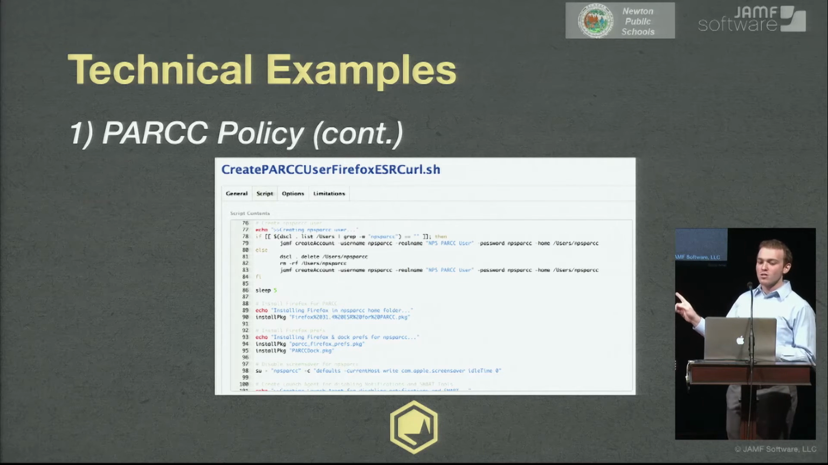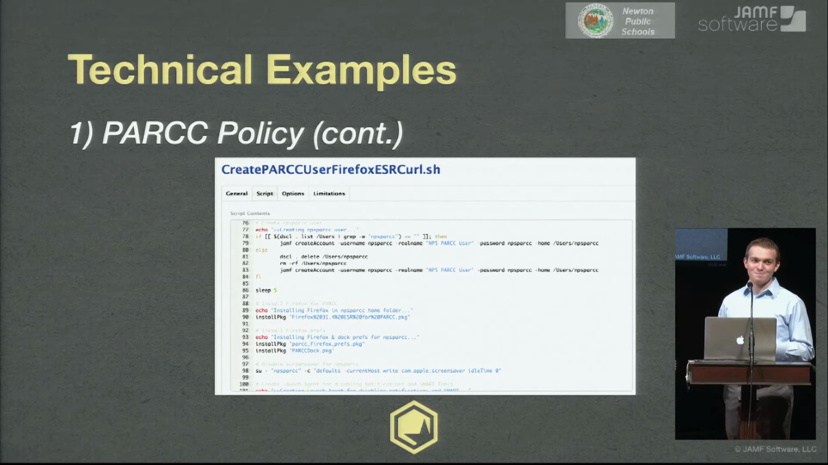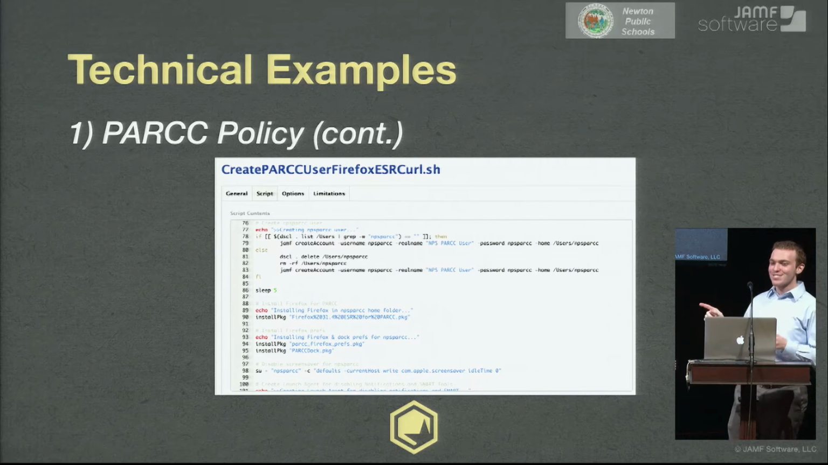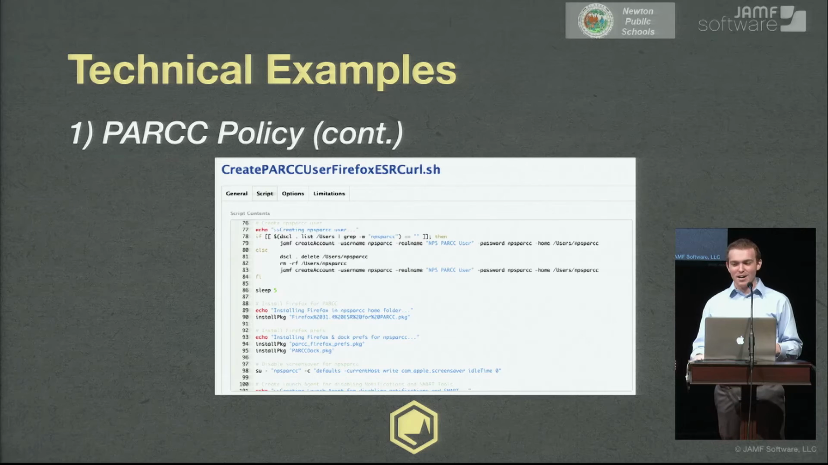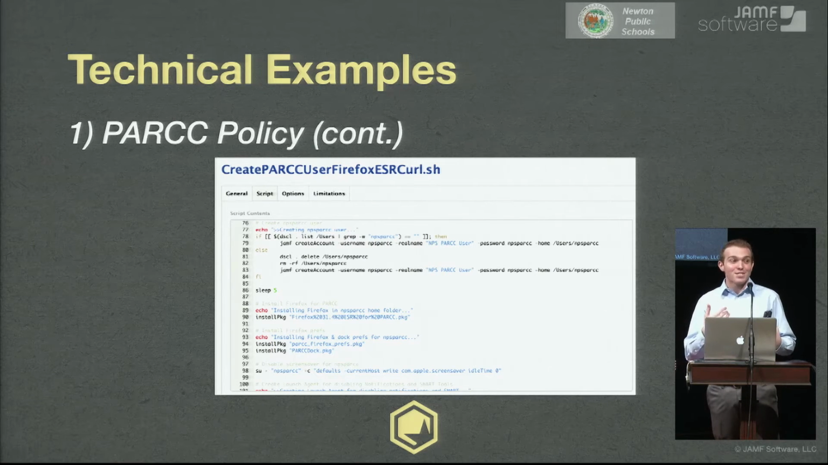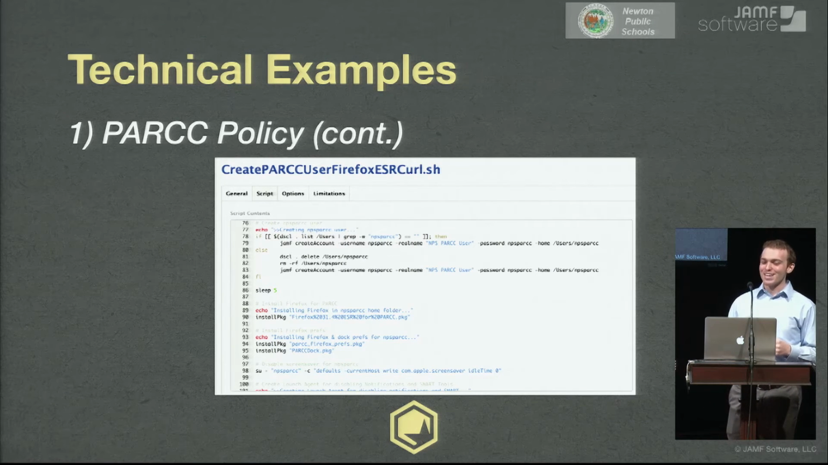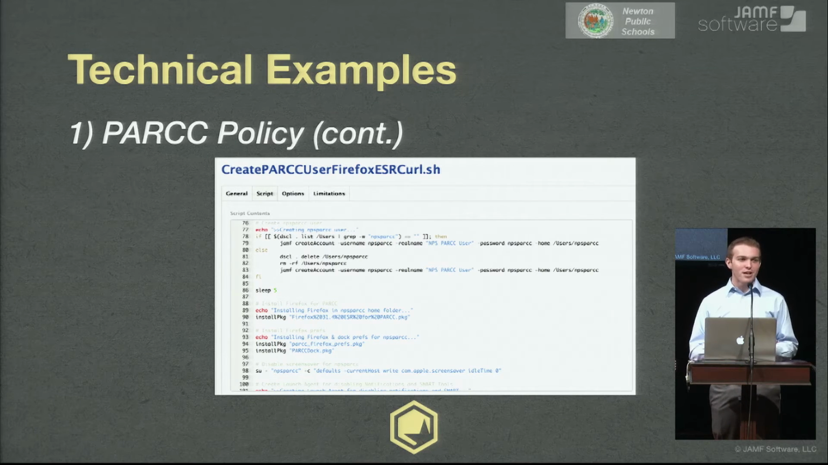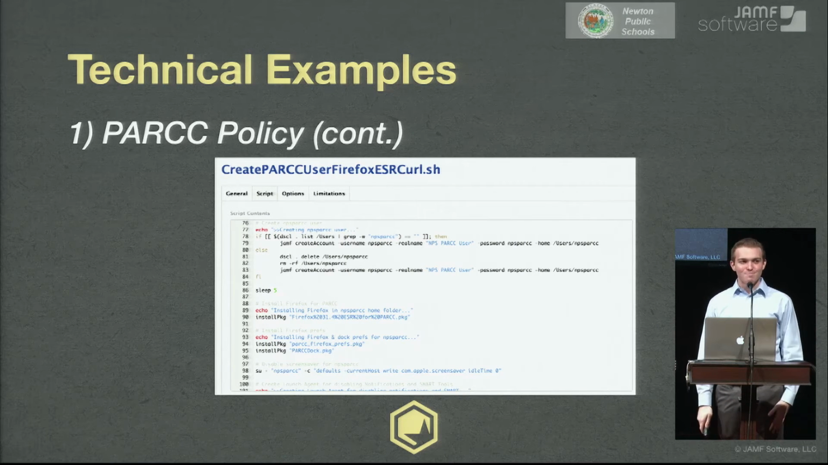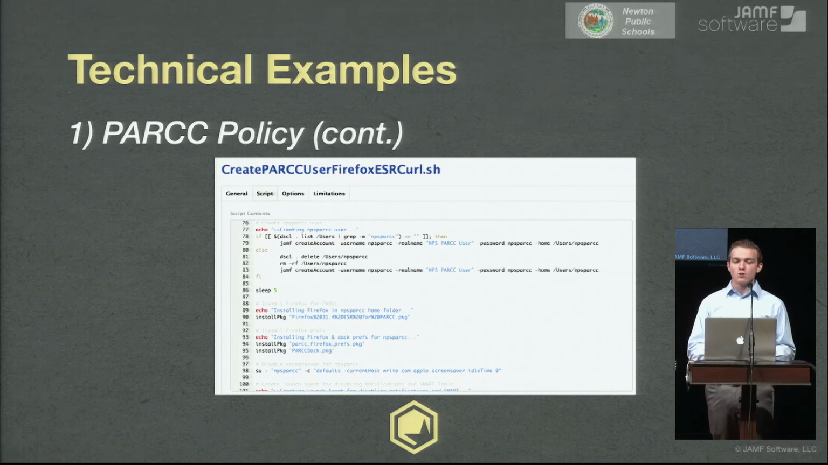So we started with one called create park user. Then we had one called create park user Firefox. And then we had one called create park user Firefox ESR. And then finally we ended up with create park user Firefox ESR curl, which is a great name. Well, for me it's descriptive. It's not really great for anyone else. But we ran into issues with HTTP distribution of packages and all kinds of things that had nothing to do with online testing. But we had to address those issues, and so a lot of those issues are addressed with some modifications in the script that you'll see.